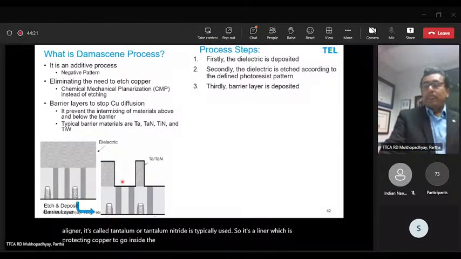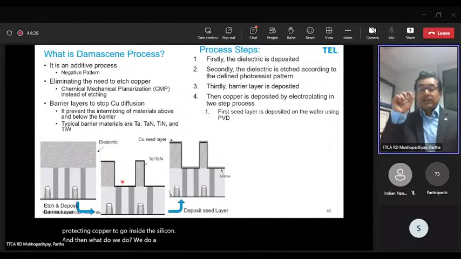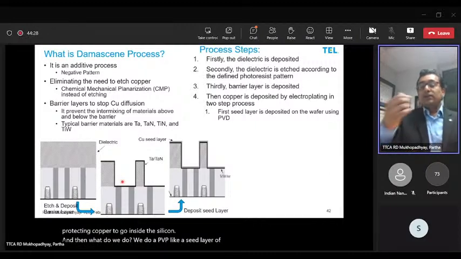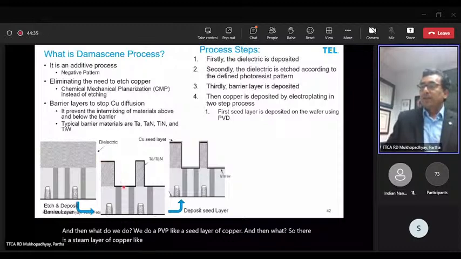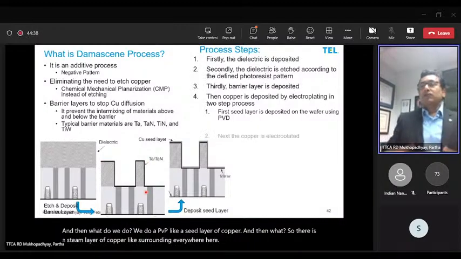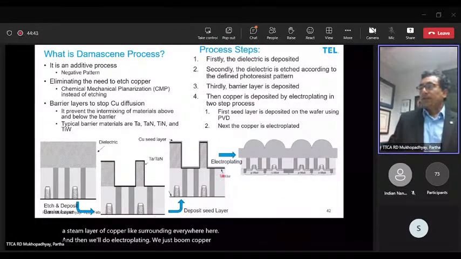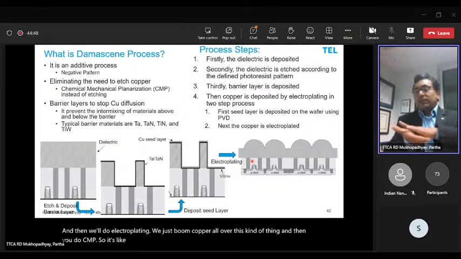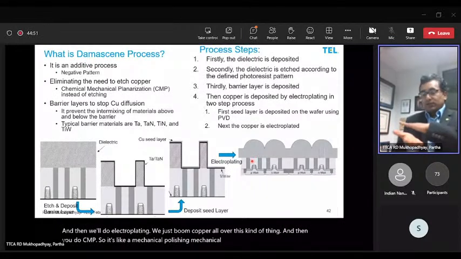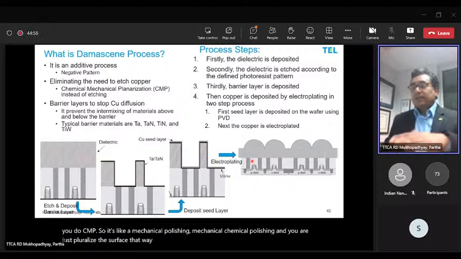the silicon. And then what we do is a PVD, like a seed layer of copper. So there is a thin layer of copper surrounding everywhere here. And then we'll do electroplating. We just boom, copper all over, this kind of thing. And then you do CMP. So it's like a mechanical polishing, chemical mechanical polishing, and you just planarize the surface. That way, the copper lines are made.